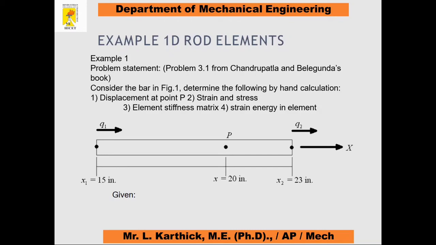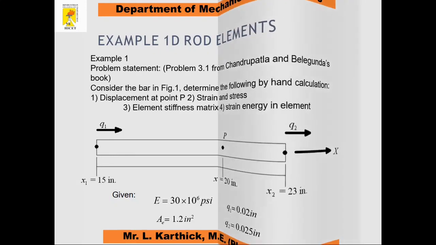We look at this picture. A bar element is given. Two nodes are there, x1 and x2. A point P is given at any point of the bar, which is at 20 inches. Q1 is at x1 equal to 15 inches and Q2 at x2 equal to 23 inches. Since we need to calculate displacement, stress, strain, element stiffness matrix as well as strain energy in the element. Also we know that Young's modulus of this bar is 30 into 10 to the power of 6 psi and area equal to 1.2 inches square. So Q1 equal to 0.02 and Q2 equal to 0.025.